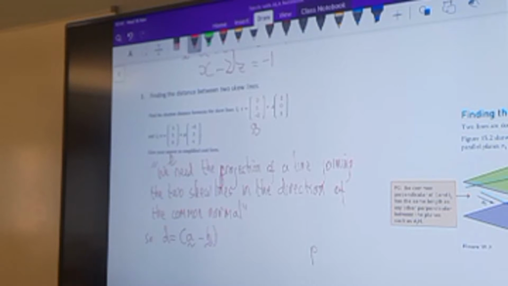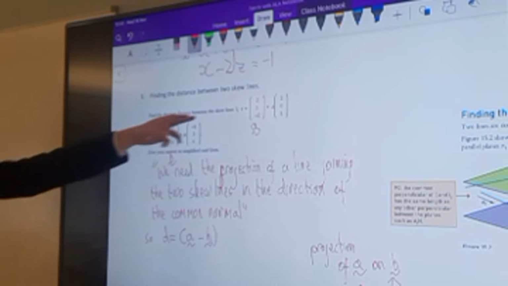Now, remember, the projection of A on B in general is equal to A dot B hat. Yes, I'm finished. It could be B minus A.